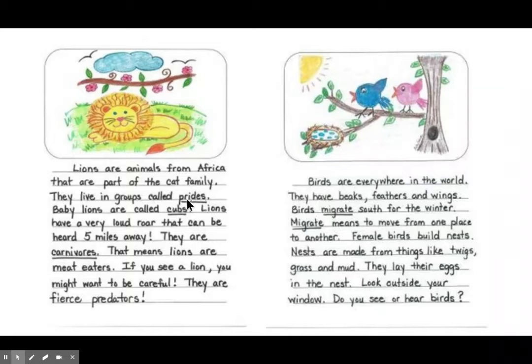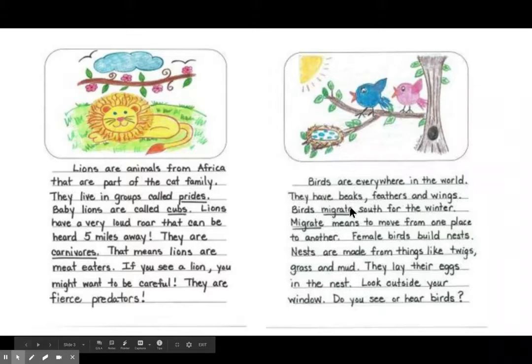Now, that is excellent because that person has a very clear topic sentence. Then they go in and they teach us about prides and baby lions. Then they talk about how you can hear a roar 5 miles away. So a fact and a detail. It cannot be opinions. They're carnivores, which means they eat meat. So that's very clear. 3 great facts and details about it. And then down here at the end, they did a really unique conclusion because they said, if you see a lion, you might want to be careful. And then they even taught us another fact because they're fierce predators.